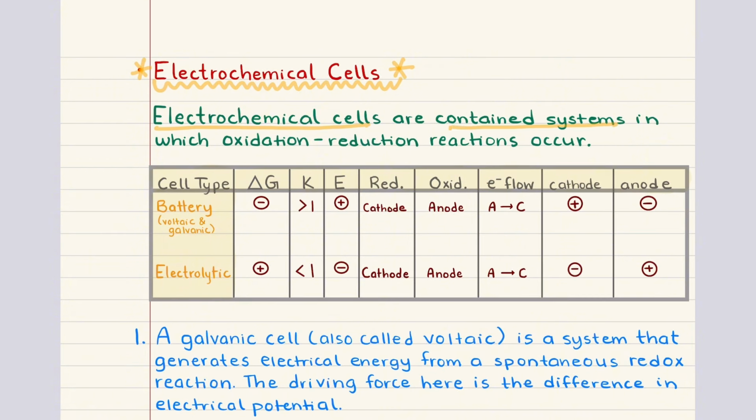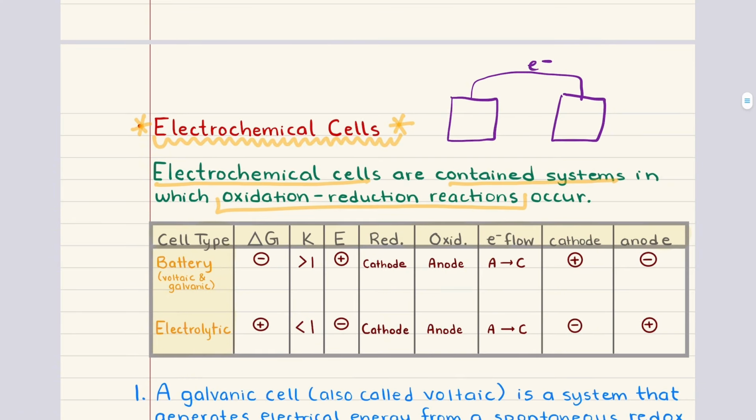Electrochemical cells are contained systems in which oxidation and reduction reactions occur. But instead of mixing all of the reactants together in a single beaker, the redox process is spatially separated into 2 compartments. And this separation creates a path for electrons to move through an external circuit, which is how we convert chemical energy into electrical energy.